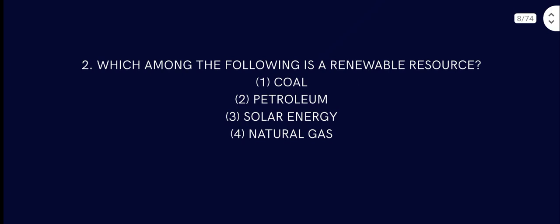Question number 2. Which among the following is a renewable resource? Coal, petroleum, solar energy, or natural gas. Everyone knows that has to be solar energy, because that doesn't really end. Solar energy is the answer.